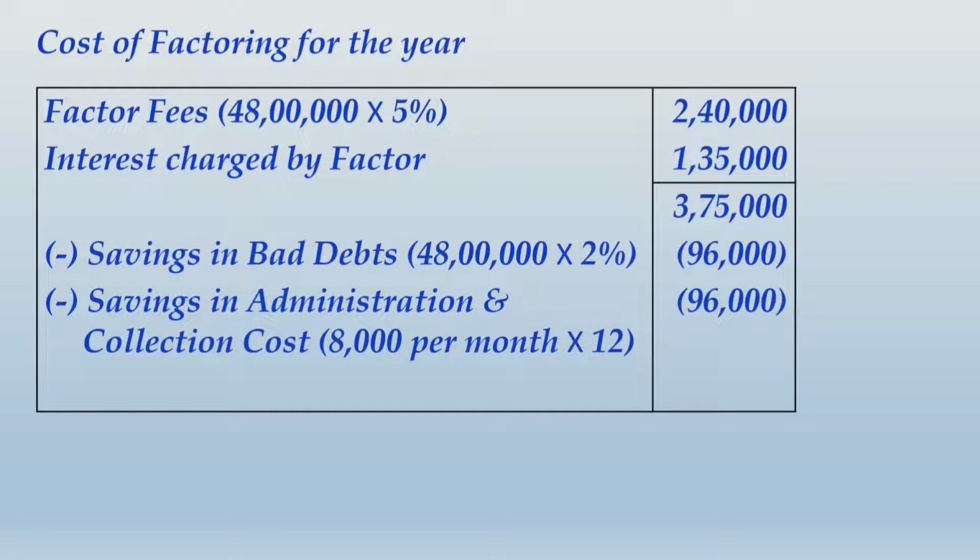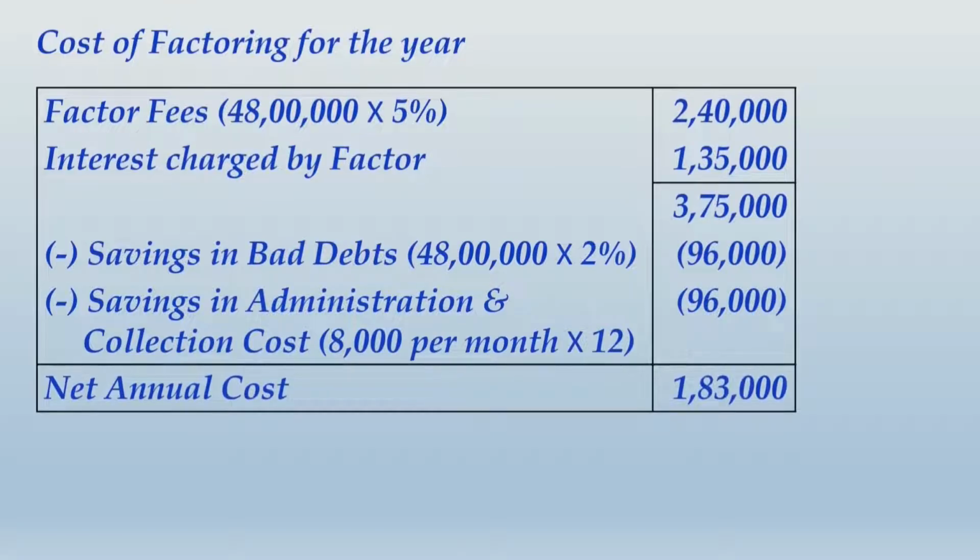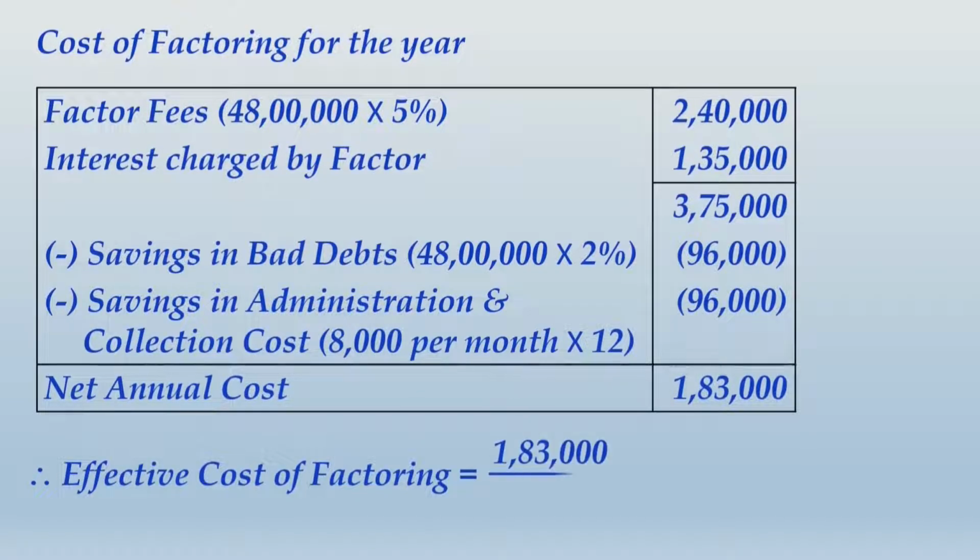So when you subtract these savings, the net annual cost comes to 1,83,000, and that net annual cost is for the advance of 9 lakhs, and the cost of factoring on effective basis will be 1,83,000. The net annual cost divided by the net amount advanced by the factor, that is 9 lakhs. So 1,83,000 divided by 9 lakhs into 100 gives you 20.33% per annum.